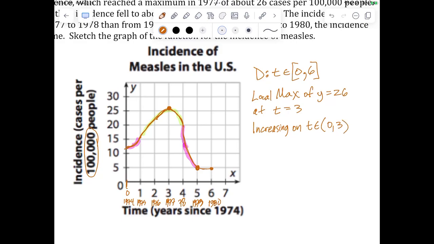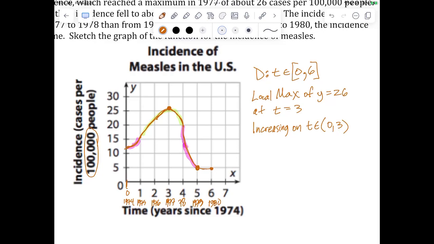Now, I put parentheses around 0 and 3. It doesn't matter if they're parentheses or brackets. But we're going to say on this interval here, the graph is going up. If you want to say it's increasing at the endpoints, that's fine. I might just ask you to list the open intervals where it's increasing. So it's going uphill from 0 to 3. And where is it going downhill?